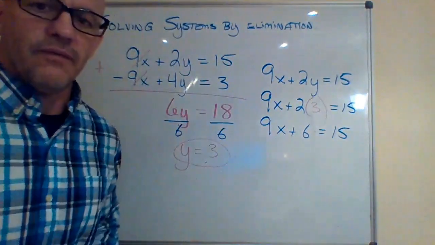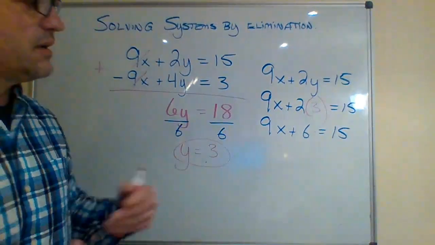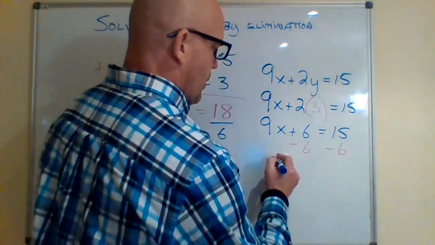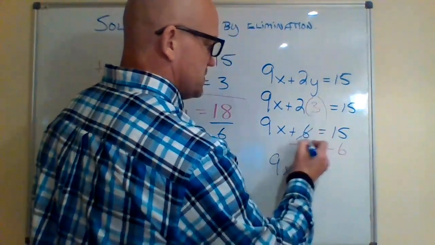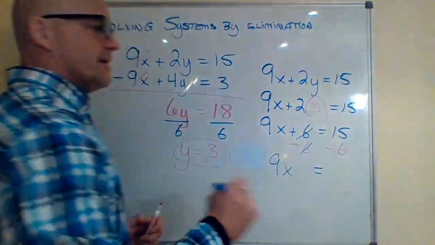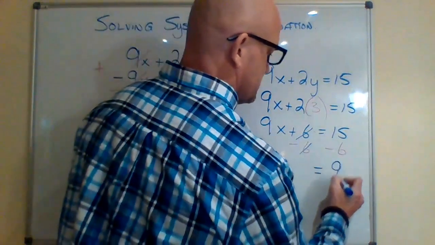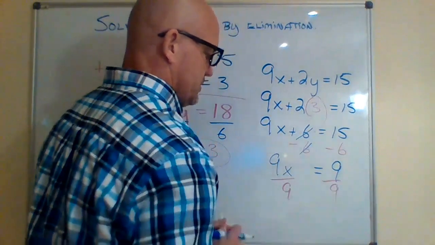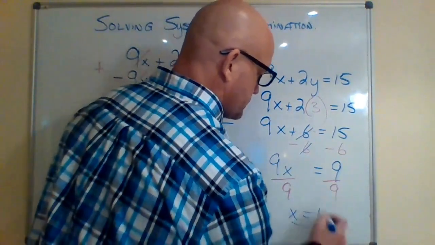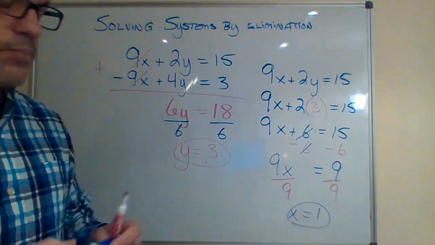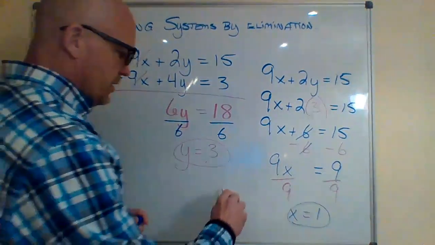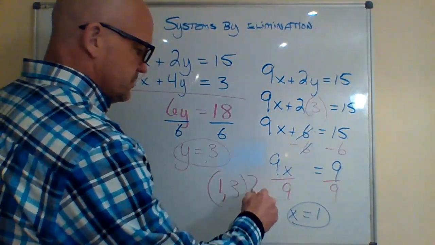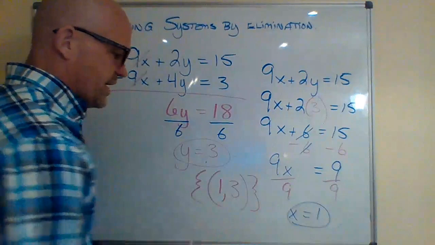We now should be able to solve that for x. Two-step equation, very easy for us. We will subtract 6 from both sides. We'll wind up with 9x. The 6 eliminates, the equal sign comes down, and 15 minus 6 is 9. Finishing that up, divide by 9, divide by 9, x equals 1. So once again, we have our point of intersection. It is (1, 3). That is the solution to the system. So we'll put it in a set of solution brackets.